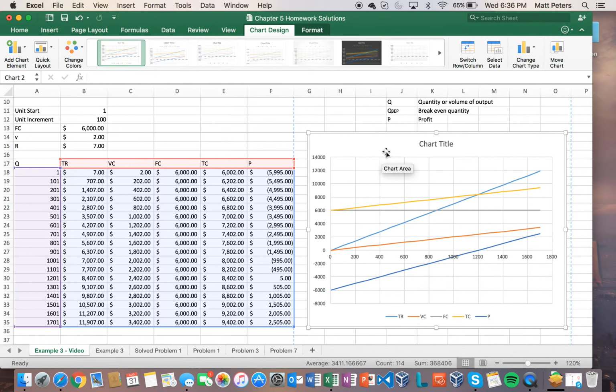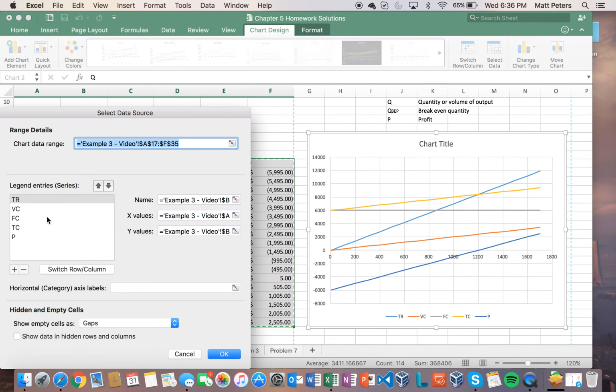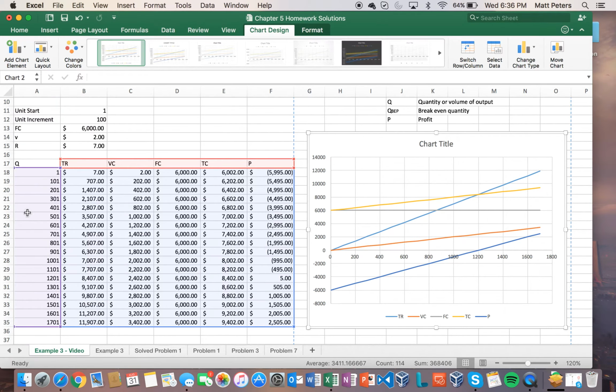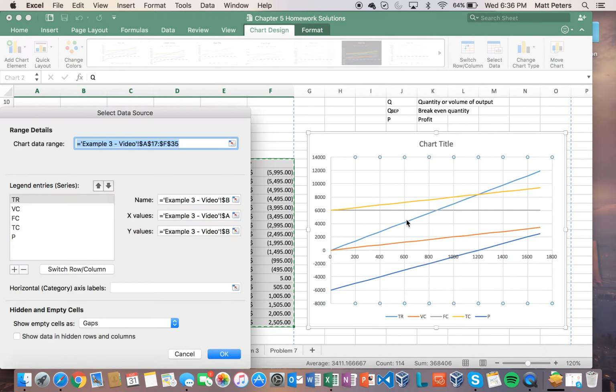Okay, all of these lines don't really make sense in here, so I'm going to right click on it and go to Select Data. Okay, and really all I need is the total revenue, the fixed cost, and the total cost. So I'm going to go back there, right click, select data. So I just want total revenue, fixed cost, and total cost. So I'm going to get rid of the variable costs and get rid of the profit.